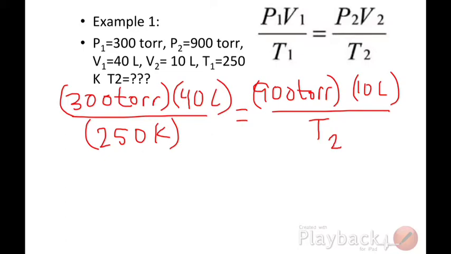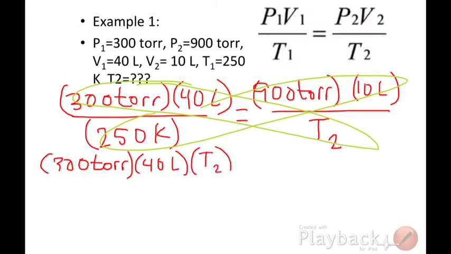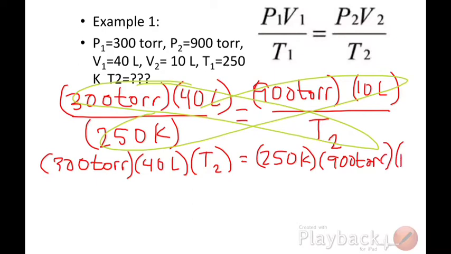So to solve this problem, we're going to just algebraically solve it. Quick way to do this is using cross multiplication. So you would just multiply this times this. And you want to keep all of your units so that you can tell what you need to cancel. So 300 torr times 40 liters times T2 equals 250 Kelvin times 900 torr times 10 liters.